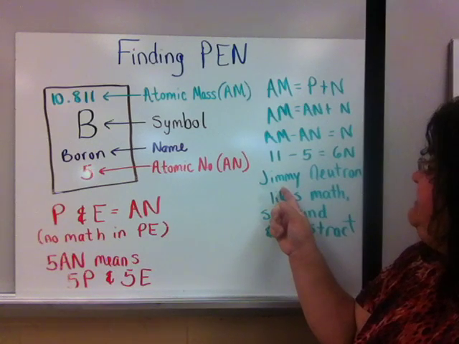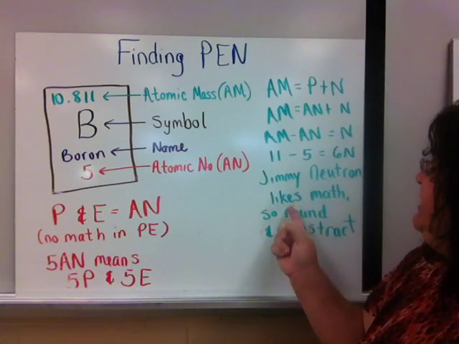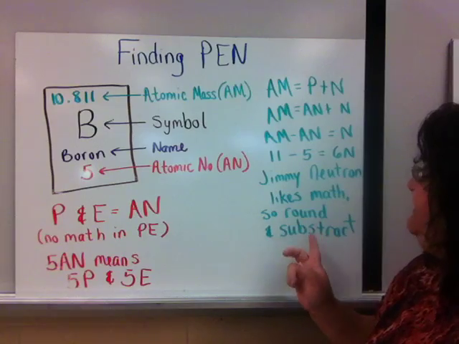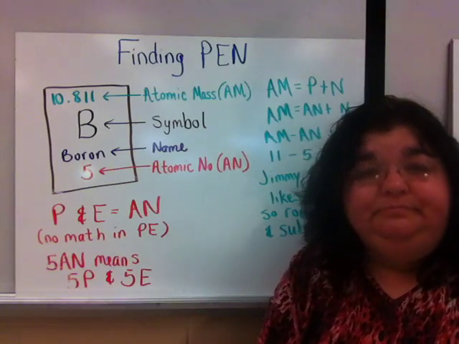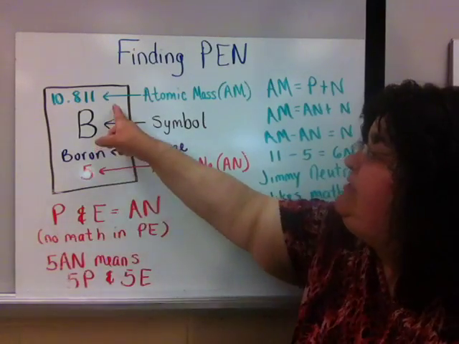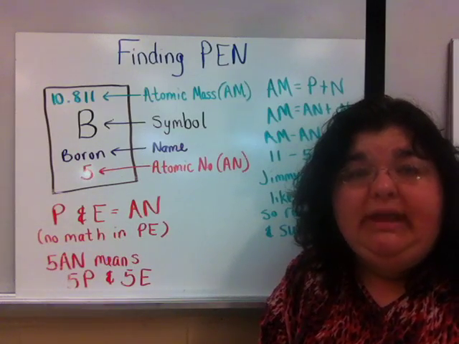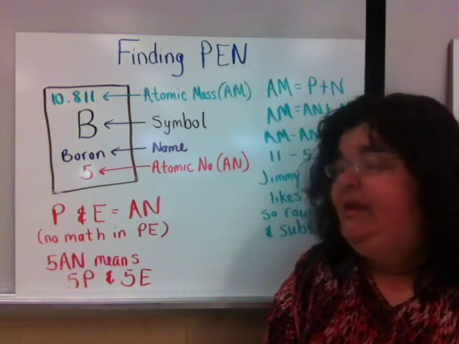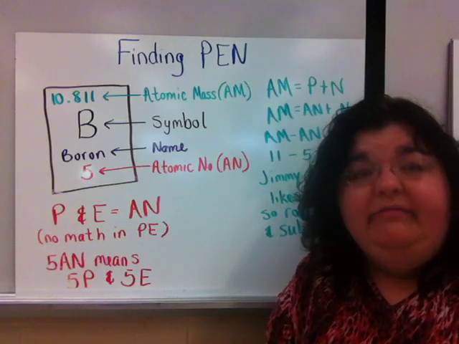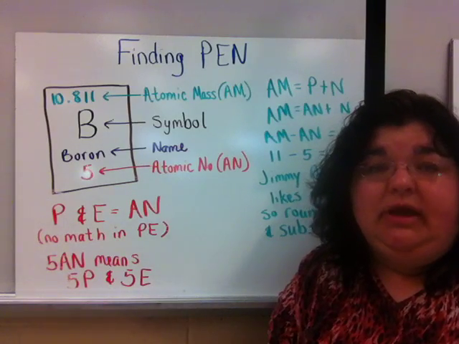Now, the phrase I like to use is Jimmy Neutron likes math, so round and subtract. Now, you notice I took the 10.811 and rounded it to 11. Then I subtracted the 5 to get the 6 neutron value.